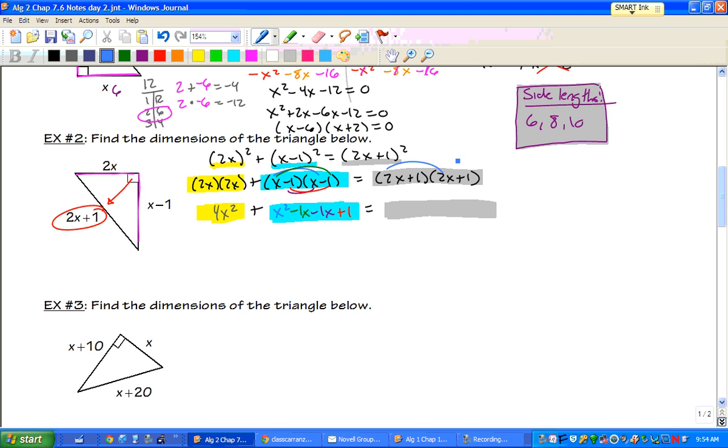equaling, and we got to do the same thing over here. 4x squared plus 2x plus 2x plus 1. Okay? Go ahead and combine your like terms on both sides, which are those guys and those guys. So we get 5x squared minus 2x plus 1. And then on the right side, we get 4x squared plus 4x plus 1.